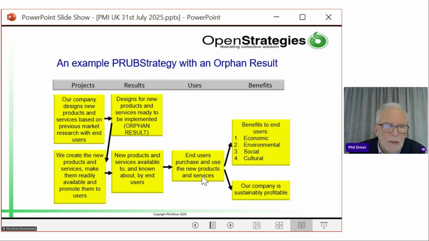And here's a simple example. A company's designing products. That's the first project. The result is an orphan result. We've got a whole lot of designs, and you're not going to sell the designs to the public. So the design then gets adopted by the production department. They produce the new products that end users use. The end user gets all sorts of benefits because we've made a wonderful product, and the company is profitable. So here's an adopted orphan result. And in many of our projects, there are a lot of adopted orphan results. They're still good things as long as they're adopted.